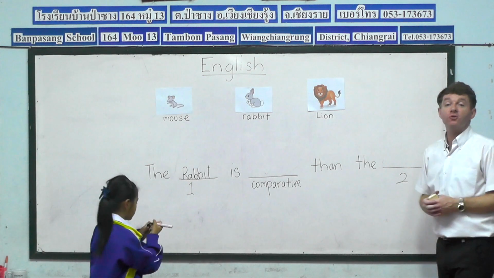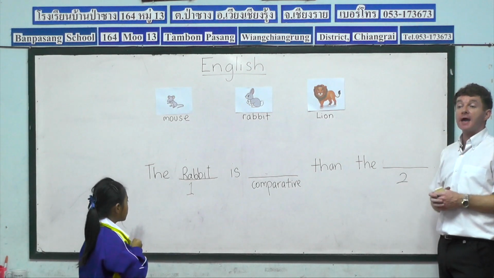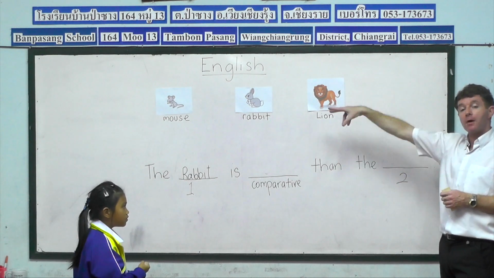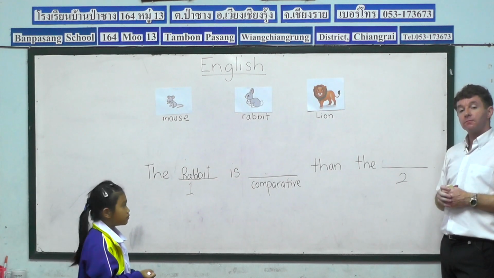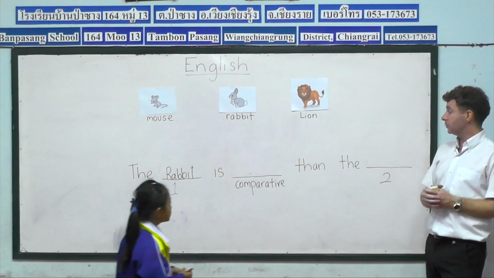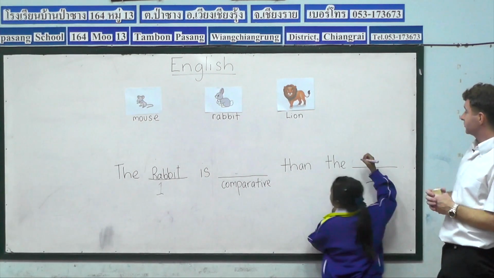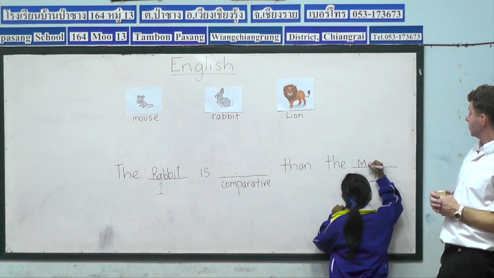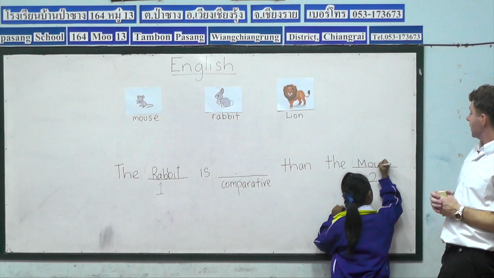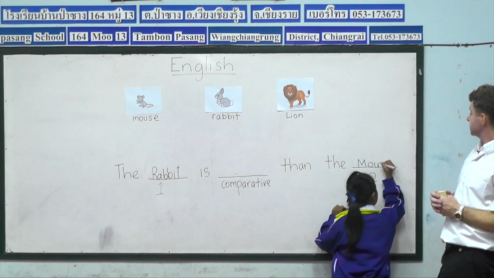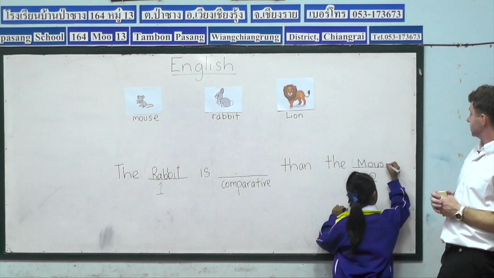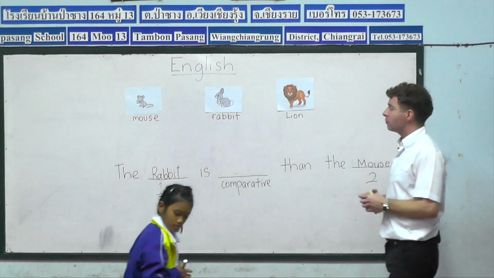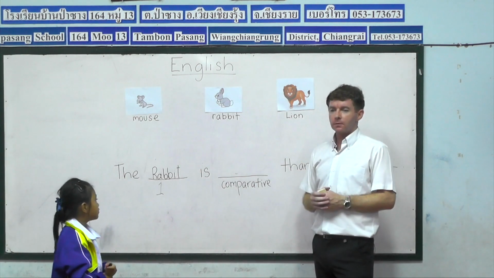Excellent. And what shall we use as our second animal, guys? We have the rabbit. Shall we use the mouse or the lion? The mouse again. Okay. Shall we use the mouse? How do we spell mouse? O-U-S-E. Excellent. Now, who can tell me something about the rabbit and the mouse?